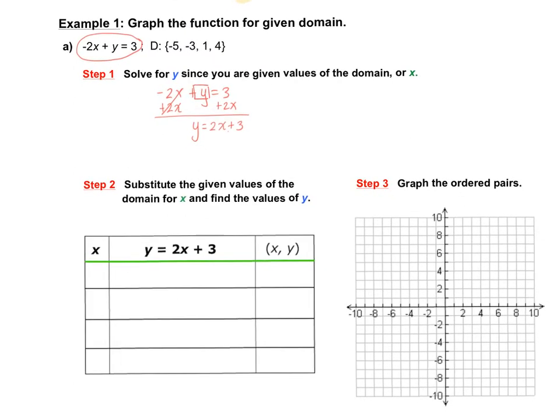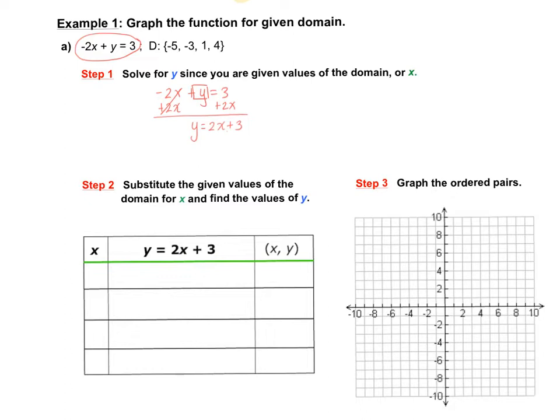The next big thing for this section would be plugging in the x values. The domain that they gave us was negative 5, negative 3, 1, and 4. Those are my x values. So I'm going to plug that in where x is. What do I get when I plug in x? So 2 times negative 5 is negative 10. Add 3, so negative 10 plus 3, which is negative 7. So y equals negative 7, and so I'm going to write that as my x, comma, and my y was negative 7. So I already have my x. I'm just trying to find my y for all of these ordered pairs.